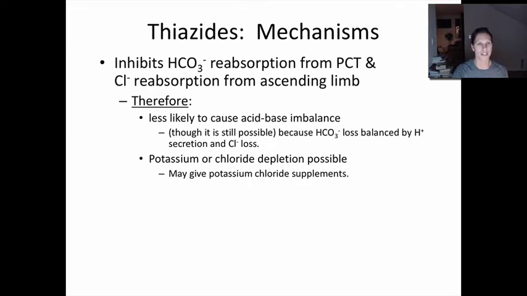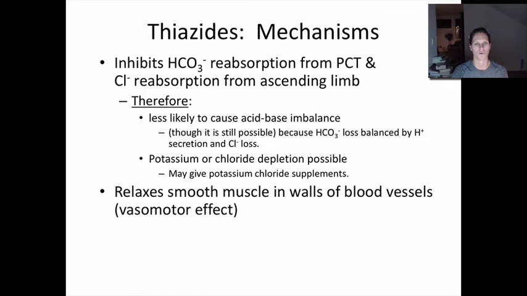And depending on the book that you're reading, some books only talk about them acting at the loop a little bit. Other books talk about them at the proximal tubule. Some books talk about them in both places. And in reality, they seem to act on both places. But they are not super potent. They're not inhibiting a whole lot of sodium ion reabsorption, and therefore they're less likely to cause acid-base imbalances. And you can see that bicarbonate loss is balanced by the hydrogen secretion and the chloride loss, and so overall it seems to not be a big deal. But there is some potential for potassium or chloride depletion. And if that's the case, you can supplement them with potassium chloride.